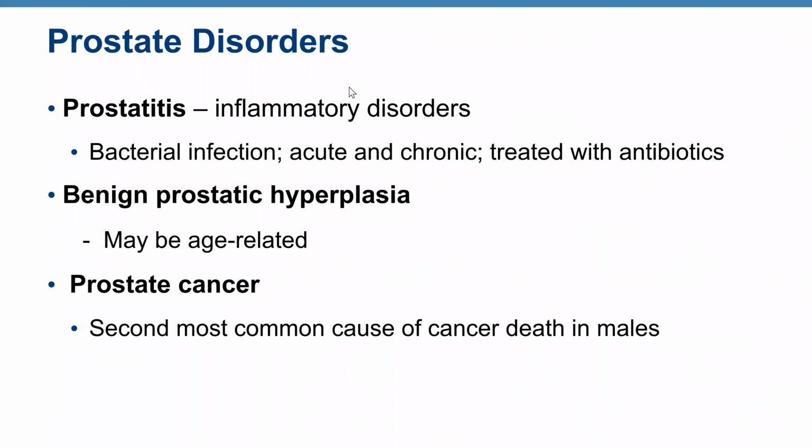Prostate disorders. We have prostatitis, that is an inflammatory disorder, can be because of bacterial infection, acute or chronic, and treated with antibiotics. Benign prostatic hyperplasia, it's when the prostate becomes enlarged, right? So instead of normal size, now it's big. And it may be age-related. And prostate cancer, the second most common cause of cancer death in males.